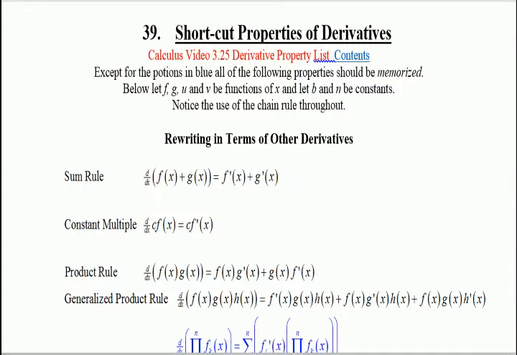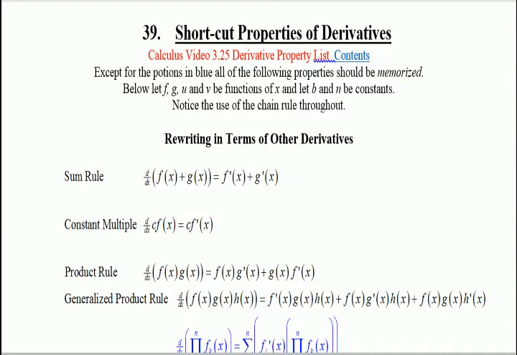the sum rule. The sum rule says the derivative of the sum is the sum of the derivatives. The derivative of f of x plus g of x is f prime of x plus g prime of x. So you can take the derivative of each part there. The constant multiple rule says the derivative of a constant times the function is a constant times the derivative of the function. But alas, the derivative of a product is not the product of the derivatives.